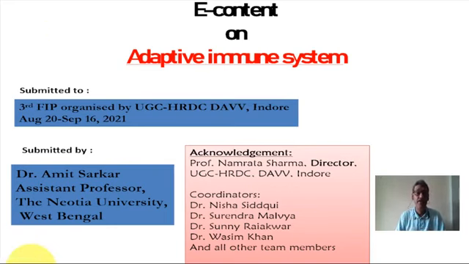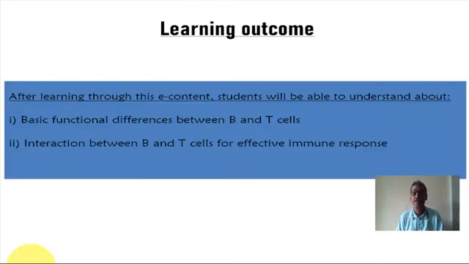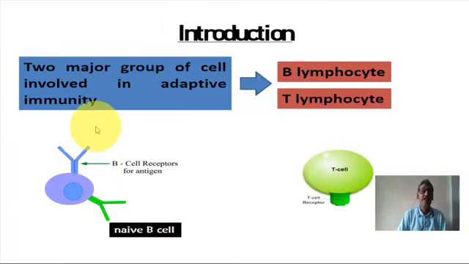So today in this lesson, we'll be learning about the basic functional differences between B and T lymphocytes and also their interactions for effective immune response. In the last class, we have seen that B and T cells both originate from the bone marrow cells through the process of hematopoiesis, but the B cell also matures at the bone marrow, whereas the T cell matures at the thymus.